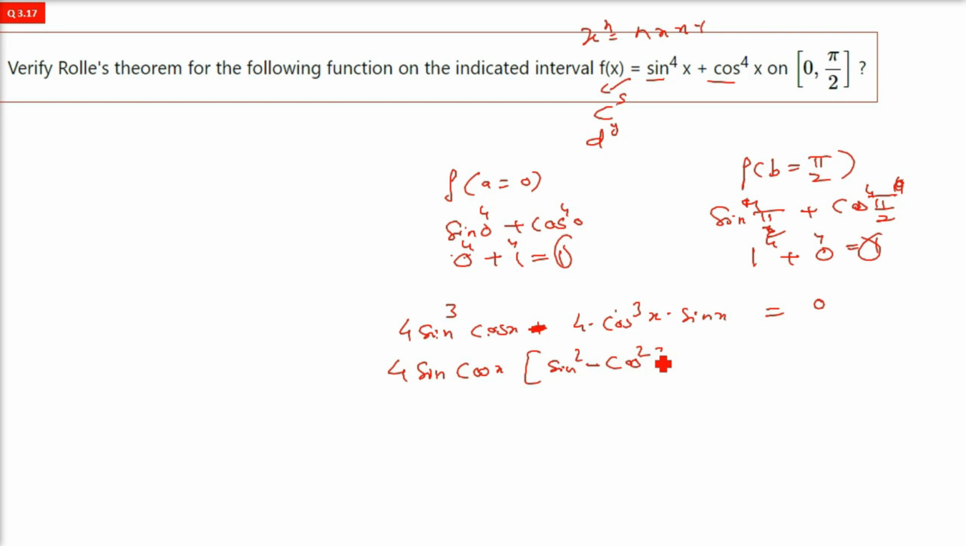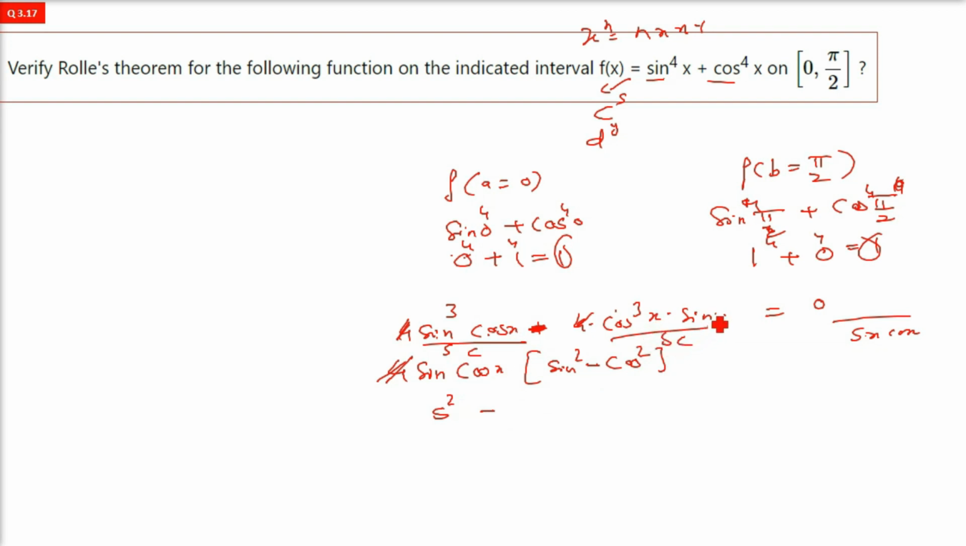I'll try to minimize the computation by saying 4 can be taken common. You can just ignore it, because 4 can never be 0. And then we have sine and cos. So what you can do here is take some division in order to get a certain value that lies between 0 and pi by 2 when it is placed against 0. So we have sine and cos, and we have divided on both sides.